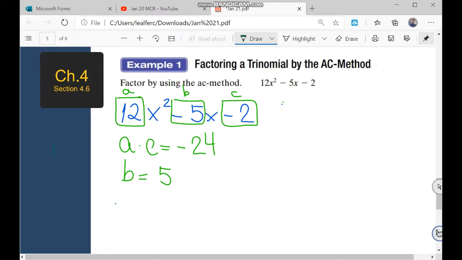To think about the solution, write down here at the very bottom the factors of 24. Just the factors of 24. 1 times 24, 2 times 12.